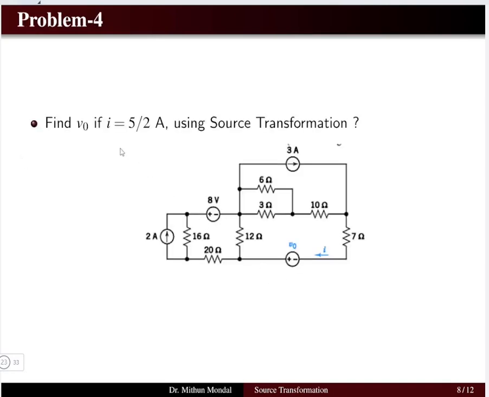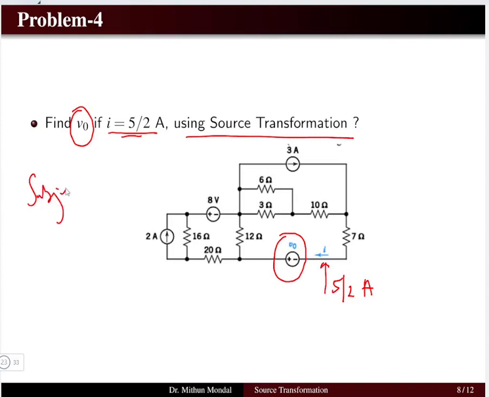Let us find the other one. You have to determine the potential V0, that is the source voltage, given the current I is equal to 5 by 2 ampere. Here the current flowing is 5 by 2 ampere using source transformation. If you have a subjective type of question, the source transformation will be written. If it is a multiple choice type of question, even if you don't write the source transformation, you can always apply it.